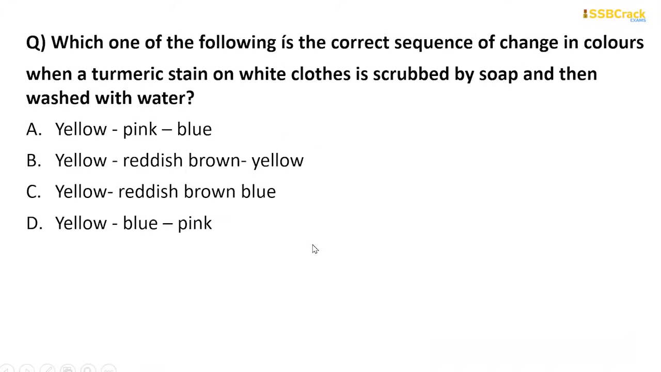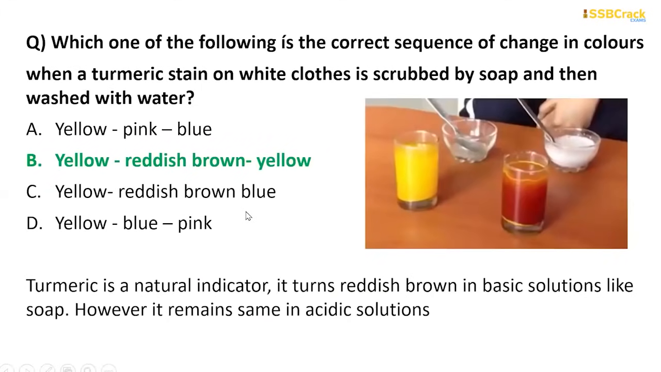The question is, which one of the following is the correct sequence of changing colors when a turmeric stain on white cloth is scrubbed by soap and then washed with water? Here we need to understand that turmeric, which is basically a natural indicator, will turn reddish brown when it comes in contact with a base. Here the soap will act as a base. So obviously when it comes in contact with soap, it will turn reddish brown. So the color change will be yellow, reddish brown, and it will be followed by yellow because when you wash it with water, the color goes away. Moving on to the next question.